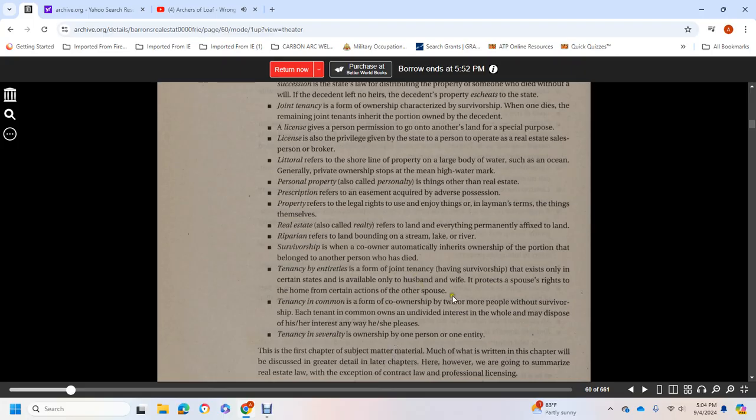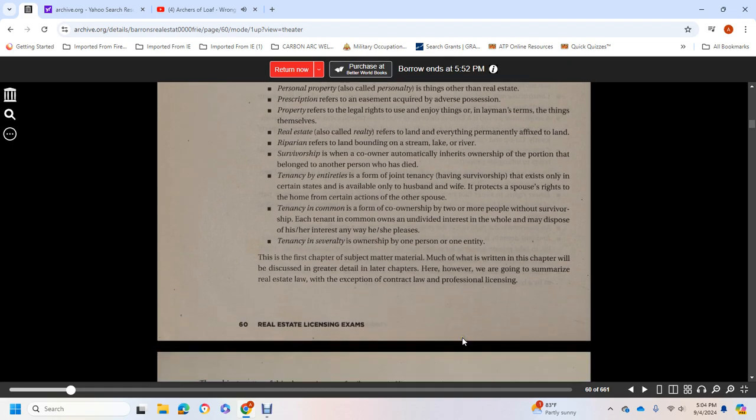Tenancy in common is a form of co-ownership by two or more people without survivorship. Each tenant in common owns an undivided interest in the whole and may dispose of his or her interest any way he or she pleases. Tenancy in severalty is the ownership by one person or one entity.